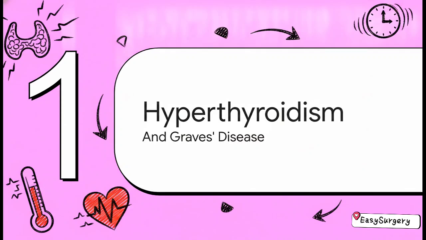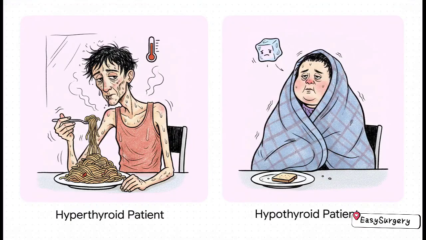Section 1, hyperthyroidism and Graves' disease. We're kicking things off right at the metabolic extremes, starting with the overactive thyroid. You really need to lock these diametric opposites into your memory. It's like a complete metabolic mirror image.